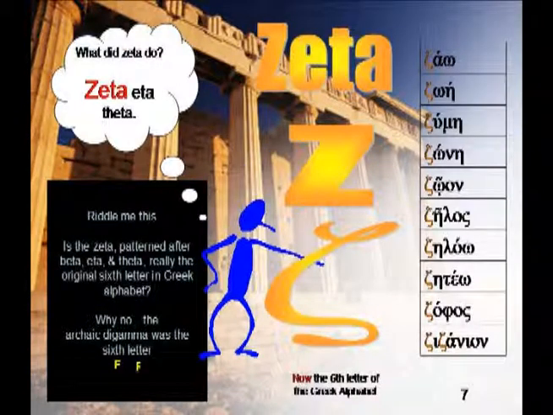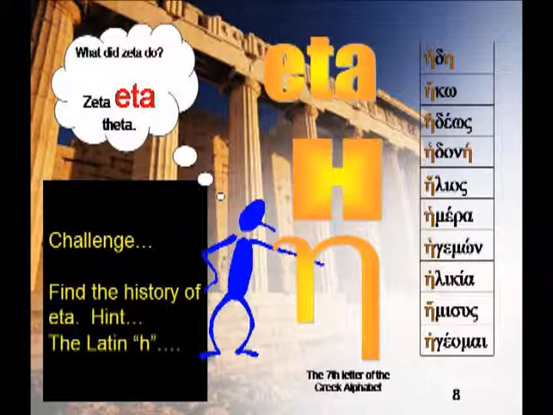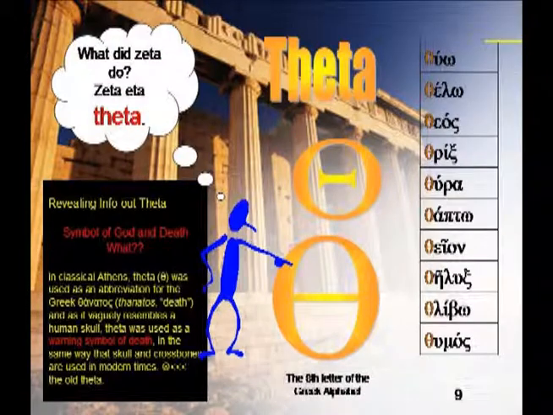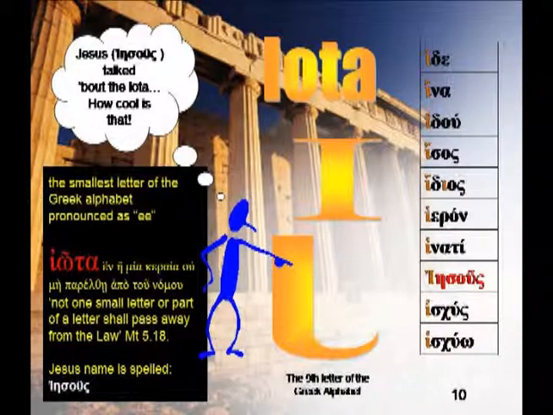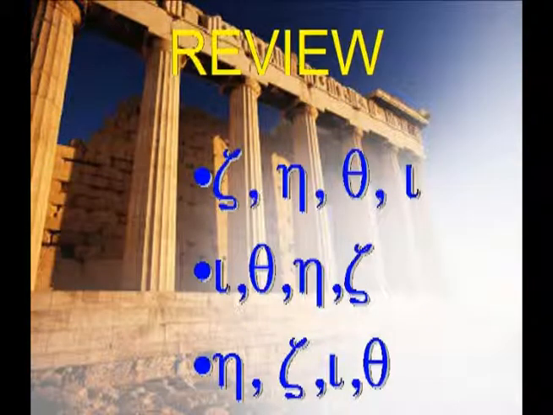Zeta. Zeta. Eta. Eta. Theta. Theta. Iota. Iota. Let's review. Zeta, eta, theta, iota.